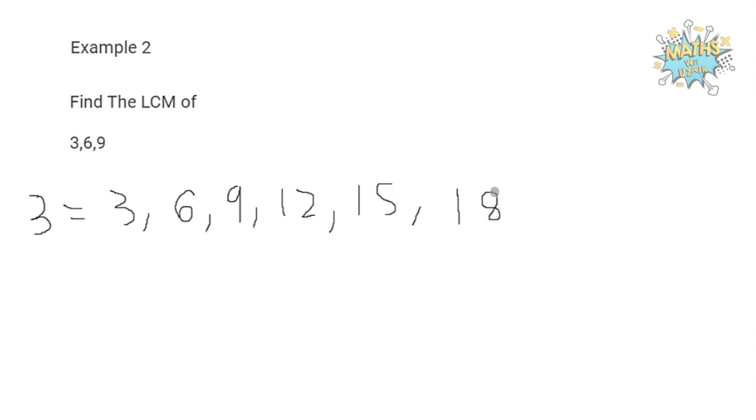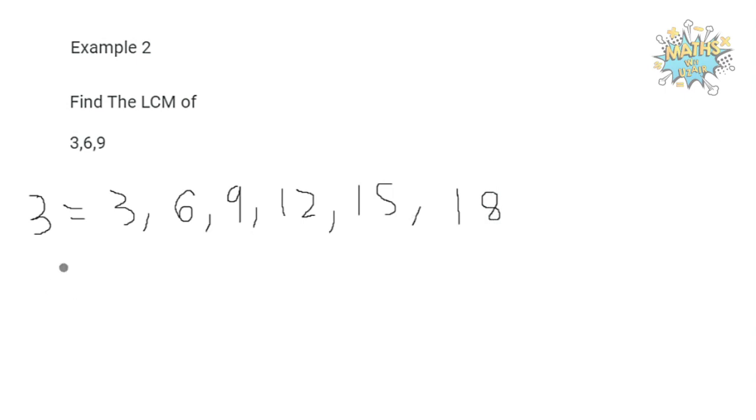Similarly, let's look at another example. We've got 3, 6, and 9, and we've got to find the LCM of 3, 6, and 9. Now, let's look at the 3 times table, the 6 times table, and the 9 times table. 3 times 1 is 3, 3 times 2 is 6, 3 times 3 is 9, 3 times 4 is 12, 3 times 5 is 15, and 3 times 6 is 18, right?